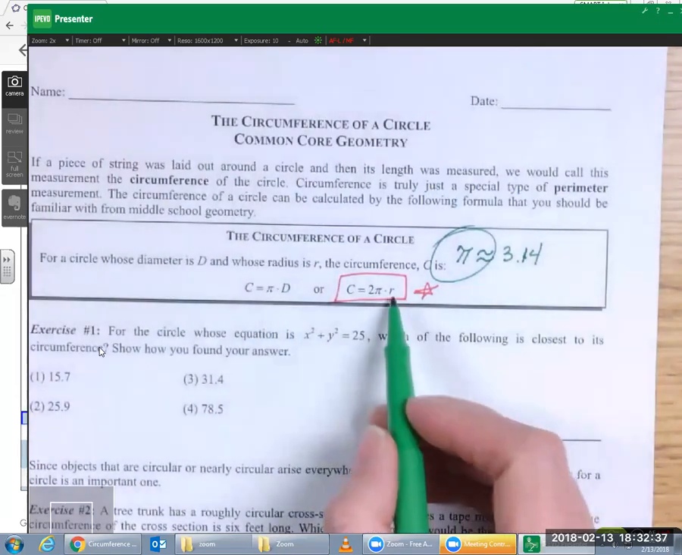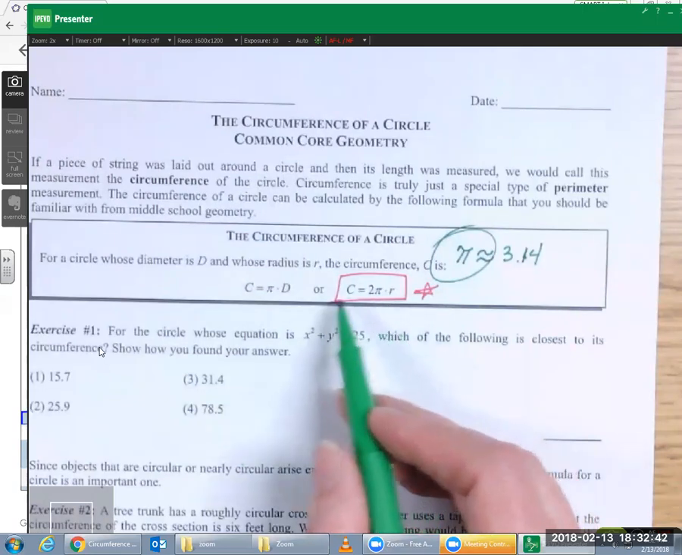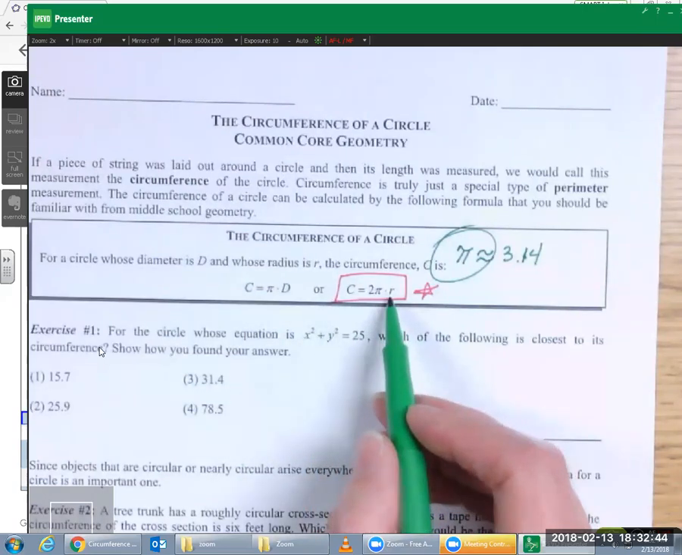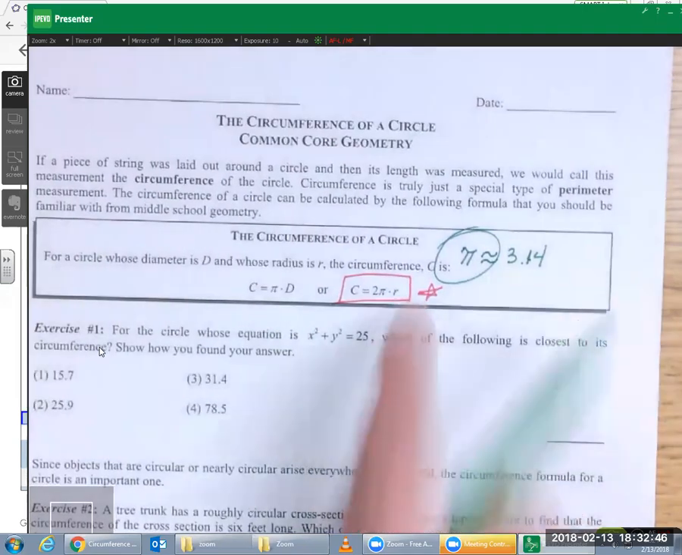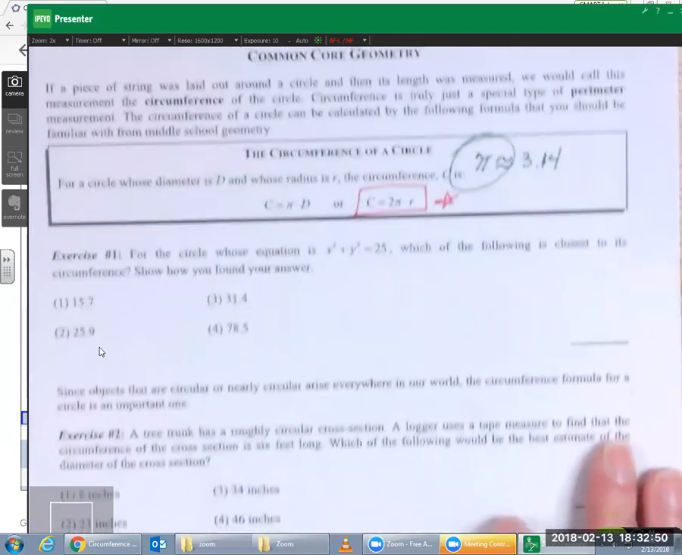Now the radius and the diameter are very related. Double the radius gives you the diameter. So it's the same formula. It just uses the radius instead of the diameter. Please make sure you try to use that one more often than not. Okay, so let's tackle exercise 1.